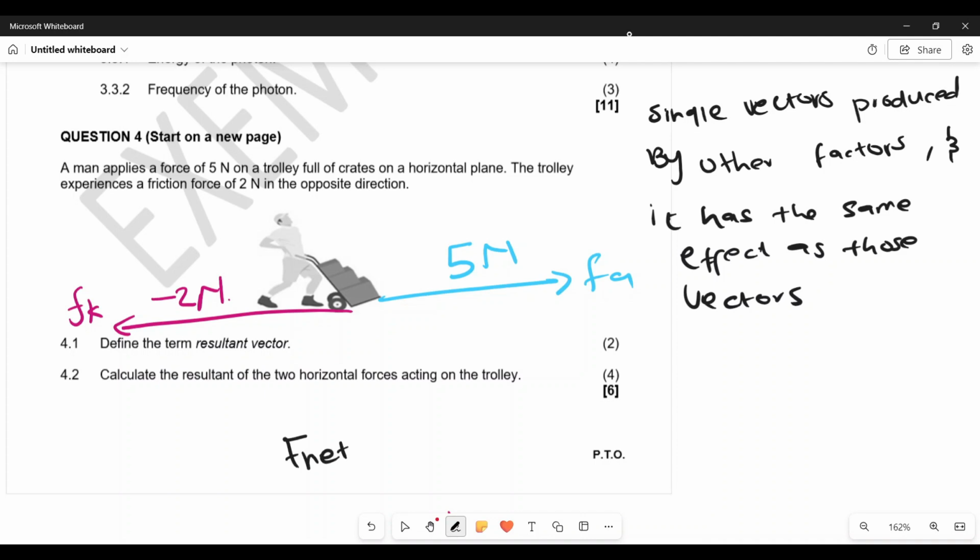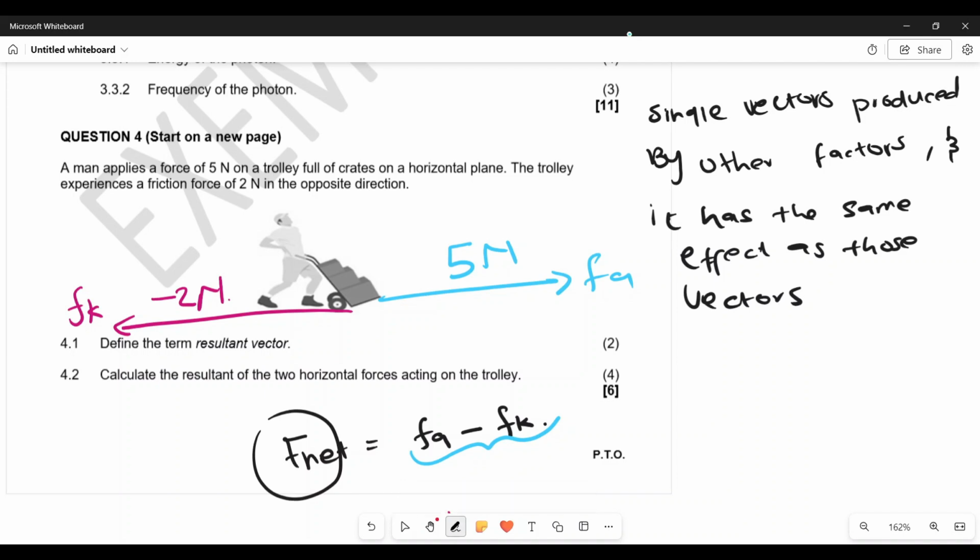So remember, to get your net force, you need to add all your forces. Now, let's say for this example, you would have force applied, which is positive, and you would have friction. Now, remember, F net is a vector. Now, we're saying that what is a resultant vector? So this is our resultant vector. We're saying that, okay, this is a single vector produced by other vectors. As you could see, this F net is produced by these two vectors. And it has the same effect as those vectors.